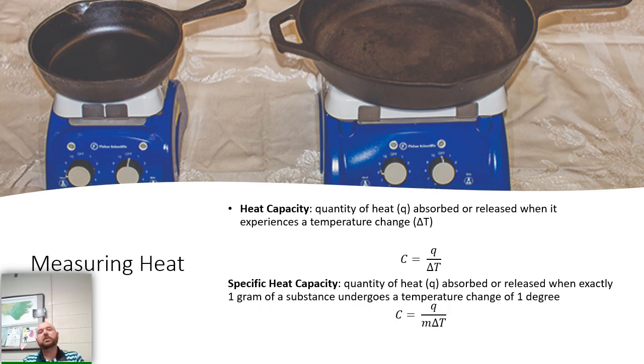If you put each of those pans on your stove and turn the eyes on to the same temperature, as long as your eyes are pretty comparable, then the smaller one is going to get hotter quicker than the bigger one because it has a smaller heat capacity.